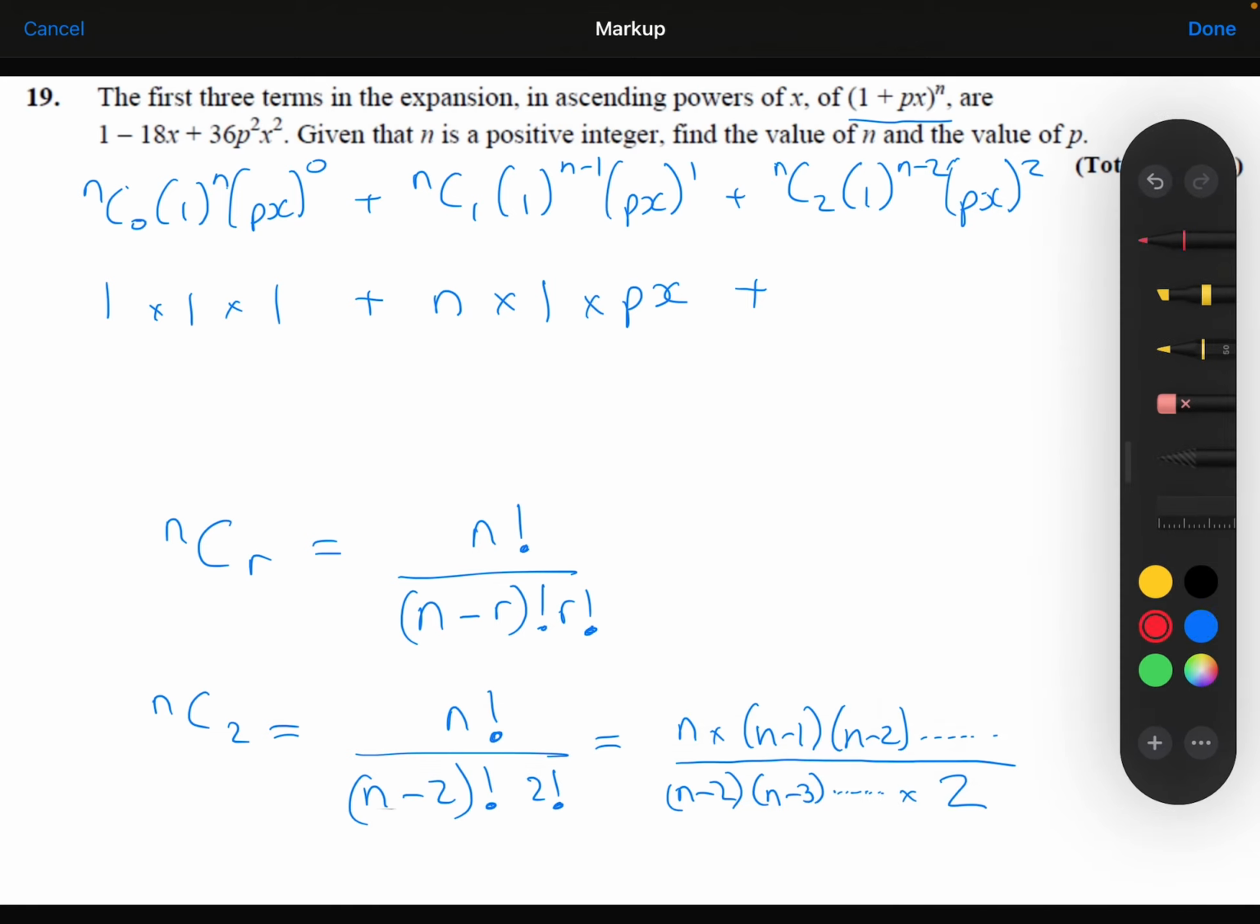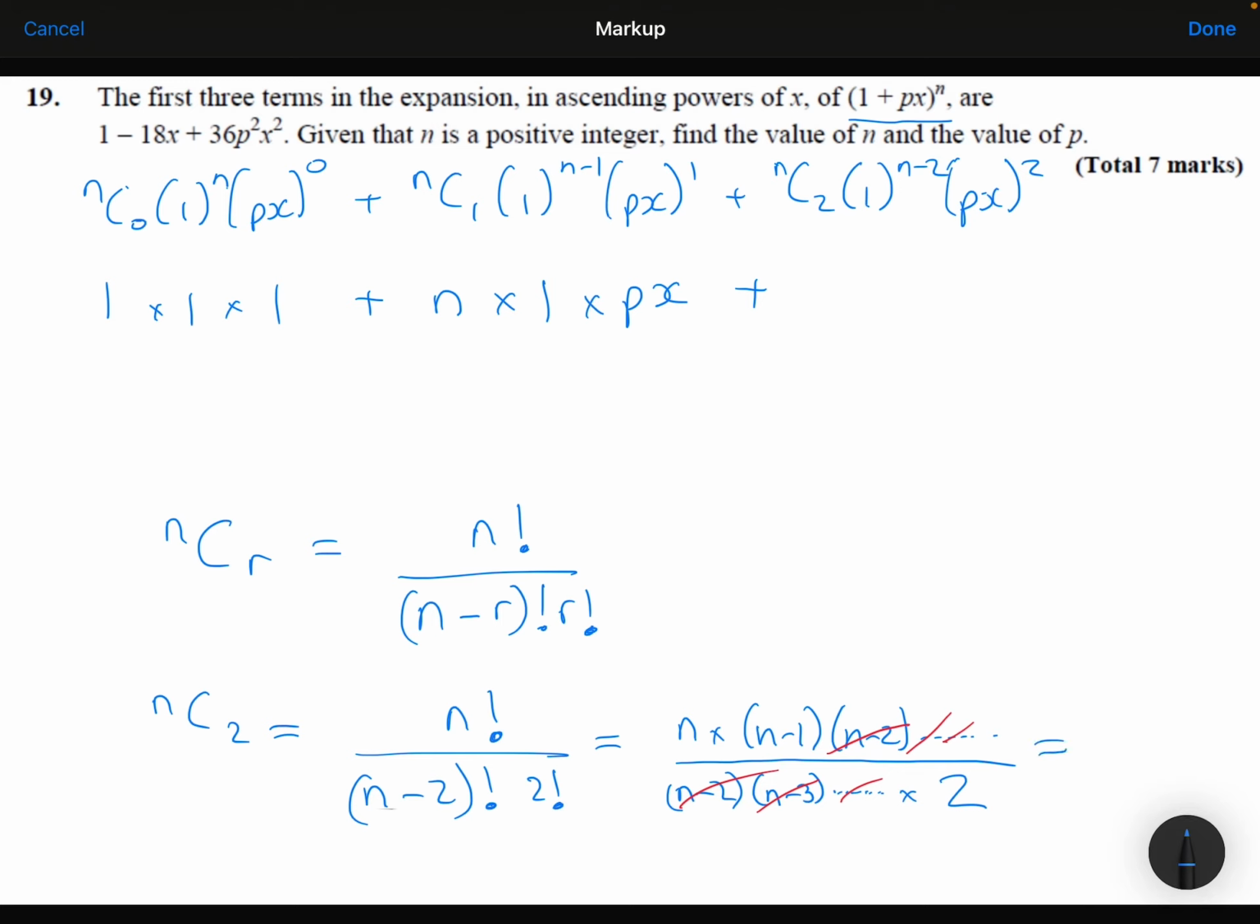We now have some simplification because I can see that the n minus 2's would cancel out, the n minus 3's would cancel out, the n minus 4's would cancel out, and so on. So it's going to leave me with just n times n minus 1 on the numerator and the 2 on the denominator. That is my expression for nC2. The 1 to the power n minus 2 is just 1, and the (px) all squared is p squared x squared.